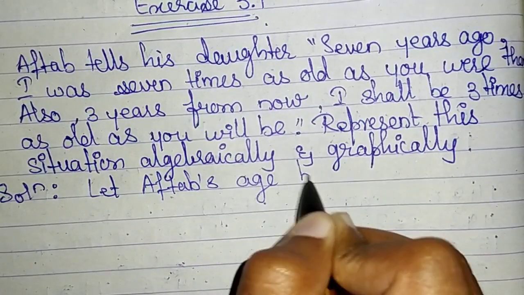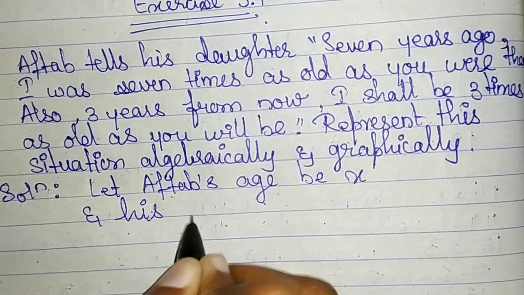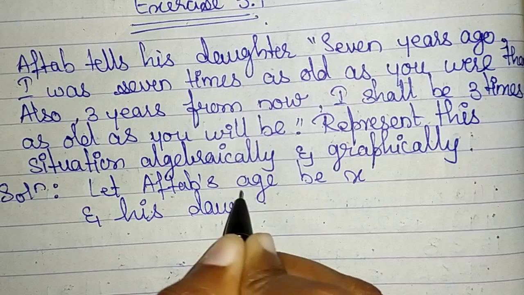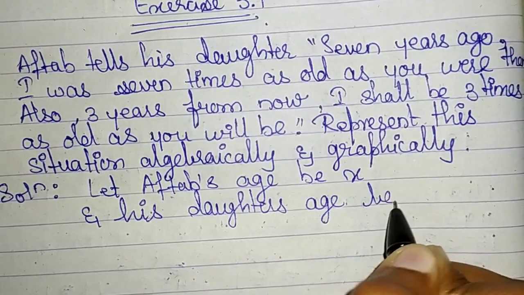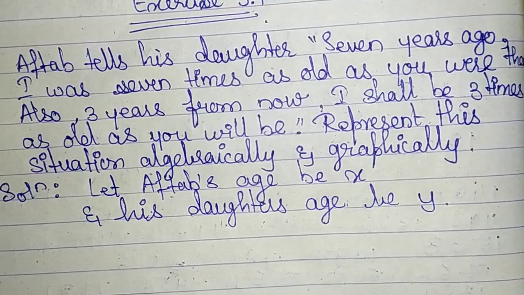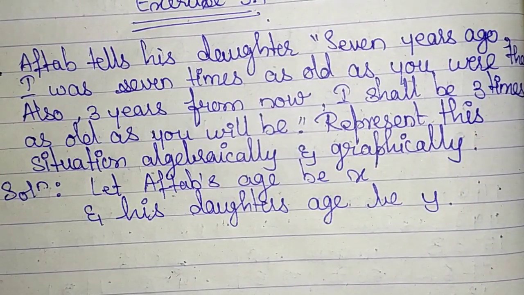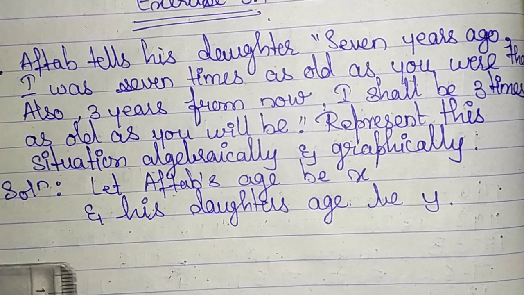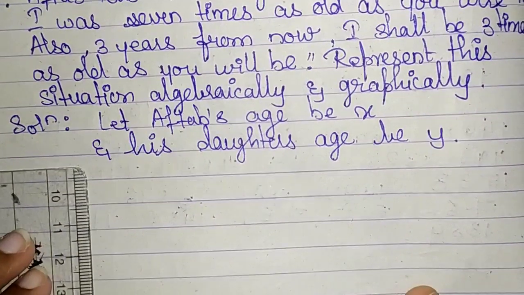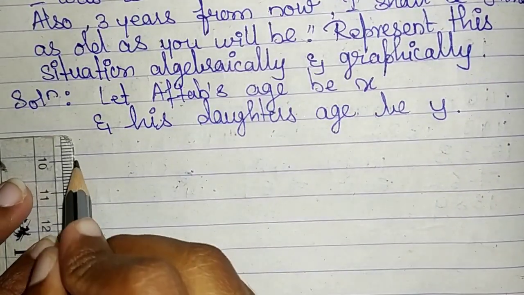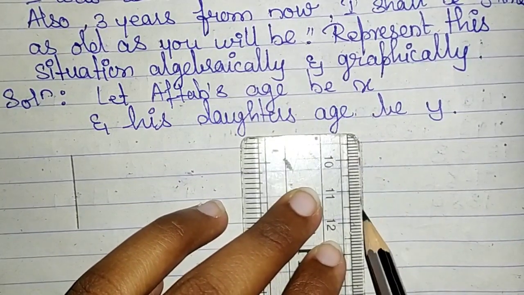Aftab's age be x and his daughter's age be y. So 7 years ago, let us put a table. Whenever they give you the age kind of situation, then make use of a table. It will make your work easy. So putting a table here like this.